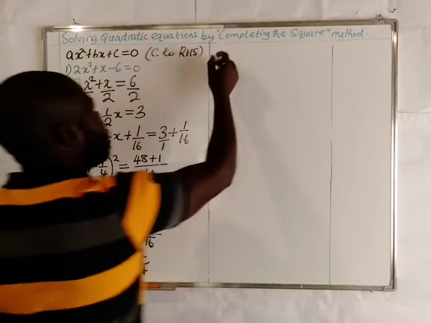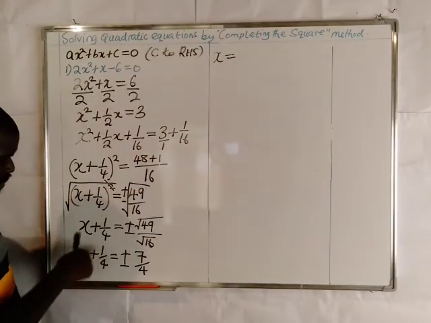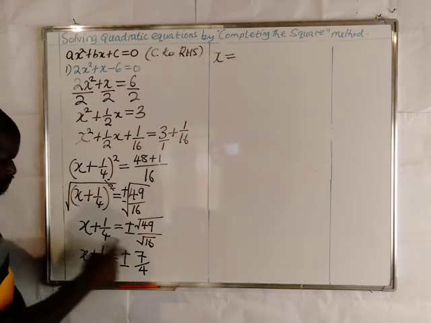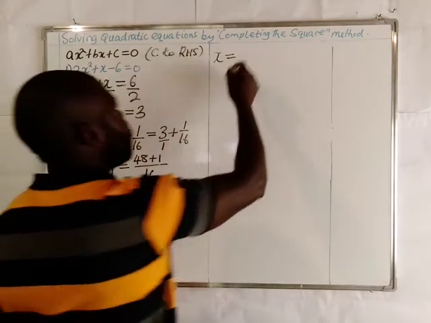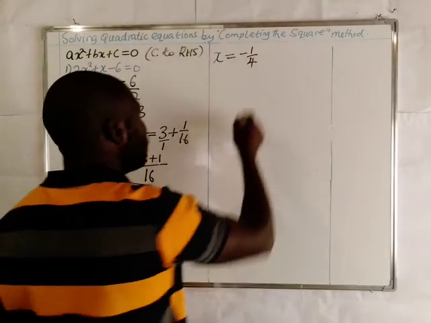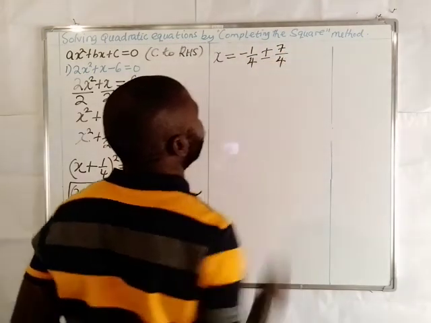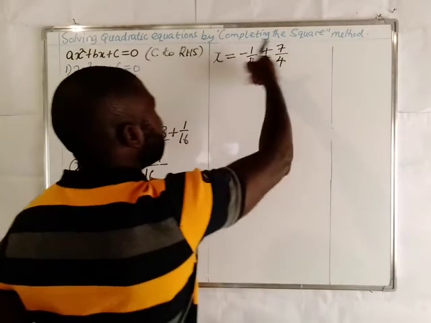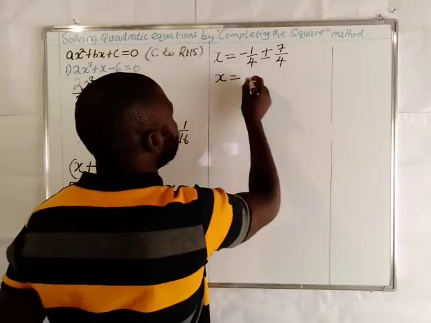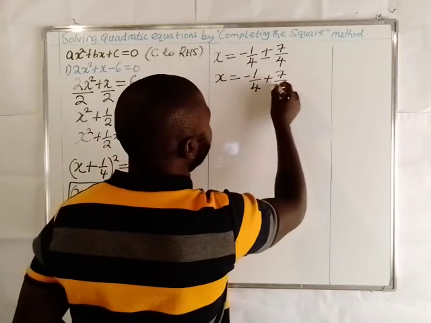Now we need to transfer this 1 over 4 to the right-hand side, so that we have x is equal to... You can see, when you transfer this by adding the additive inverse of positive 1 over 4, which is negative 1 over 4, to both sides, we are going to have negative 1 over 4 plus or minus 7 over 4. At this point now, we separate the two fractions so that we get the two values of x. We have x is equal to minus 1 over 4 plus 7 over 4.